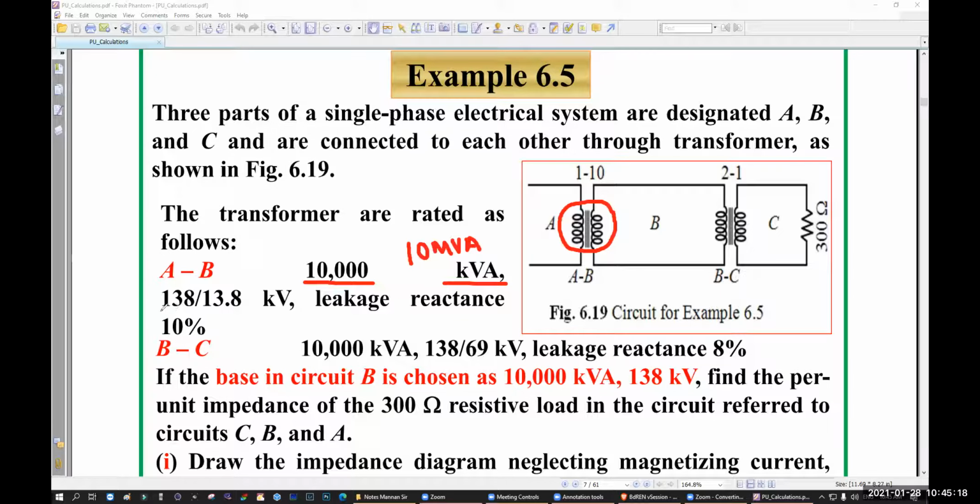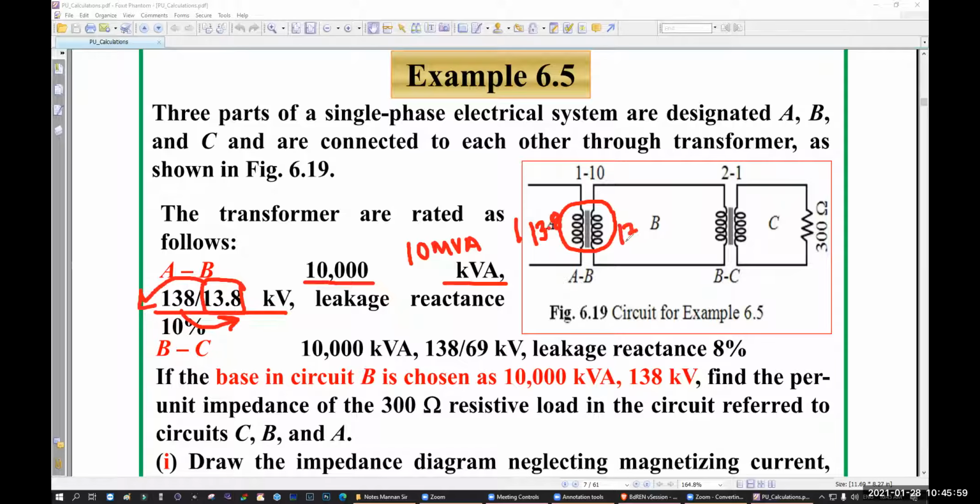And 138 to 13.8 kV. That means here you have 138, and here you have how much? 13.8? Not necessarily, right? Because they have written something like 138 by 13.8, but I believe this one is 13.8. I'm not sure. Normally the left hand side is written first, then that one. But I'm not sure why they have done that.